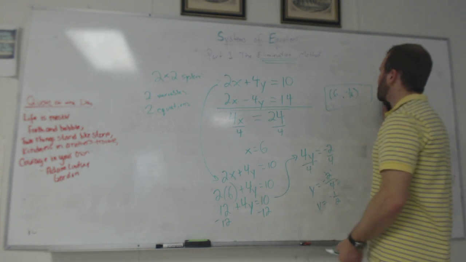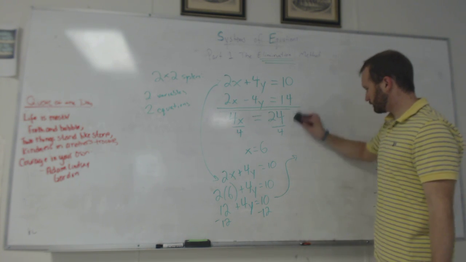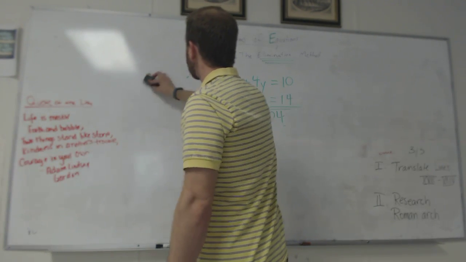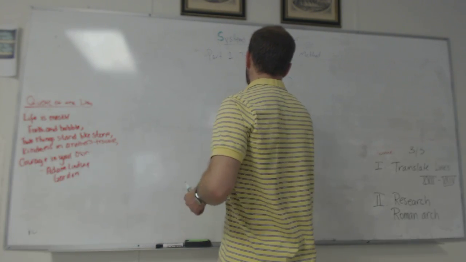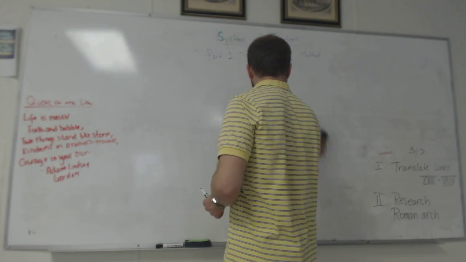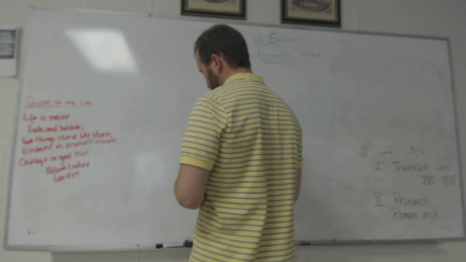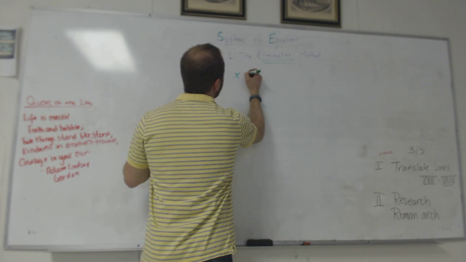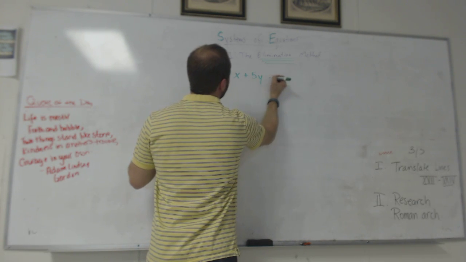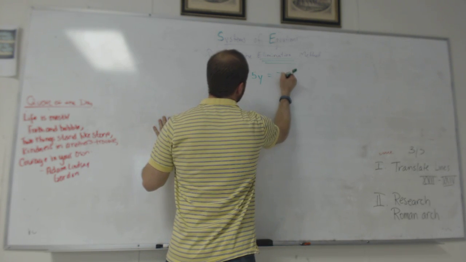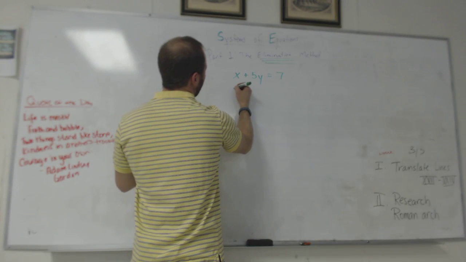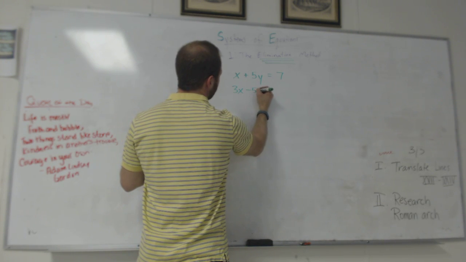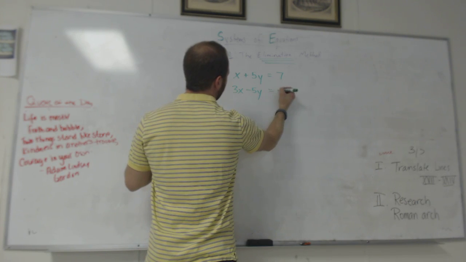Alright. We're going to do another one together. You guys are going to try to guide me through this one. So let's say I have x plus 5y equals 7. And then here I have 3x minus 5y equals 1.